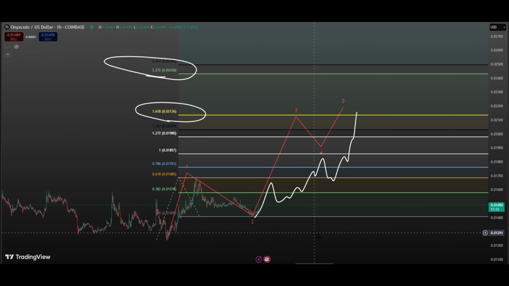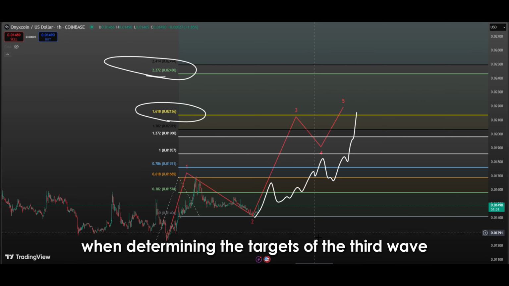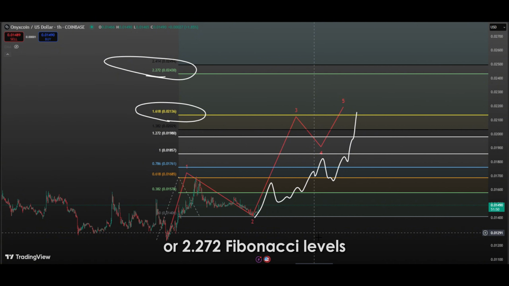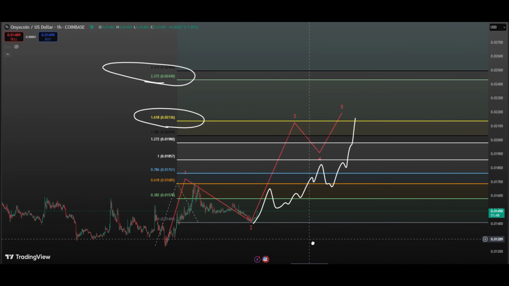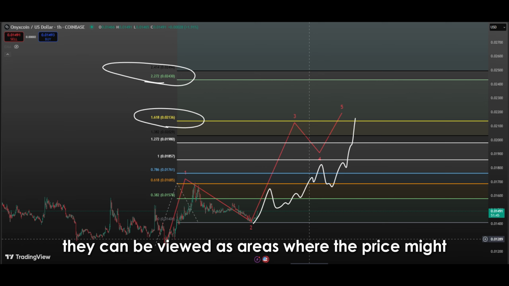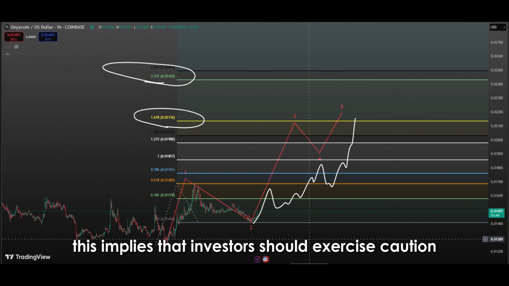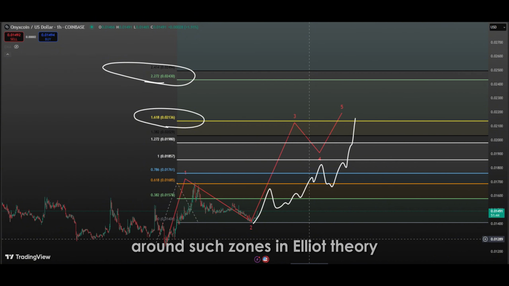trend direction. In addition, when determining the targets of the third wave, one should not focus solely on the 1.618 or 2.272 Fibonacci levels. Previous resistance zones, psychological price levels, and historically significant horizontal levels should also be considered. If these levels coincide with the third wave targets, they can be viewed as areas where the price might initially pause or experience short-term profit-taking. This implies that investors should exercise caution around such zones.